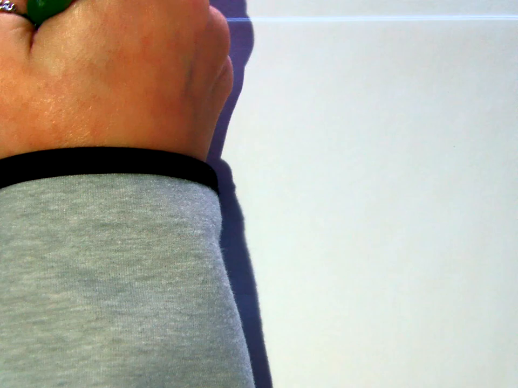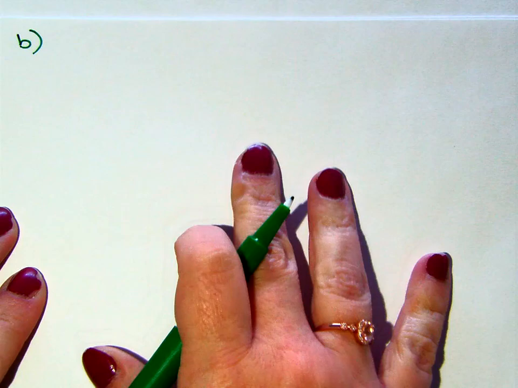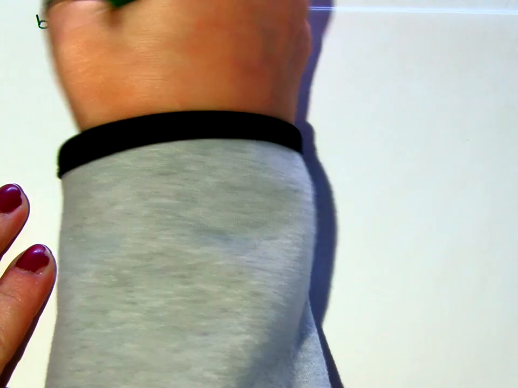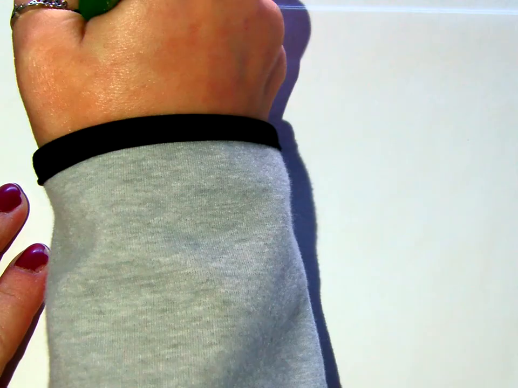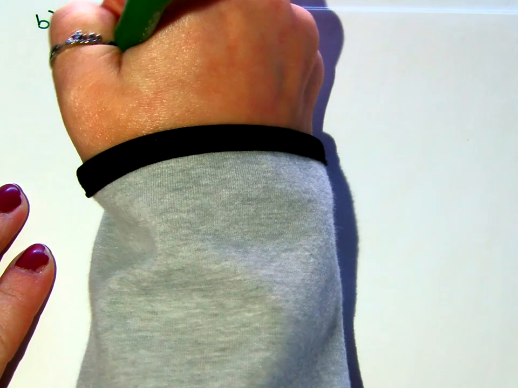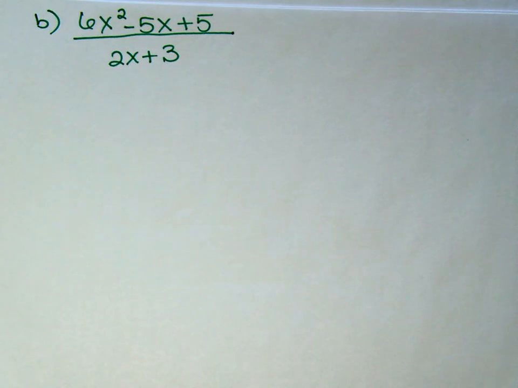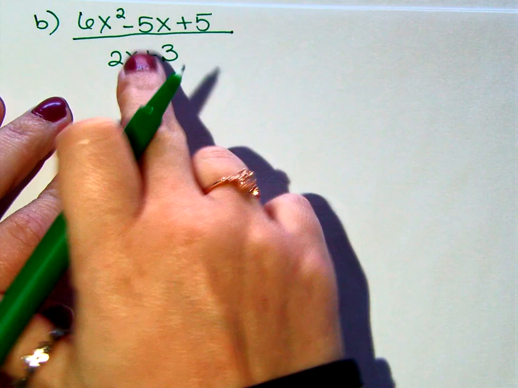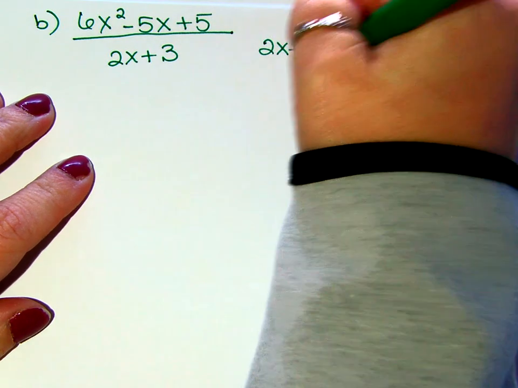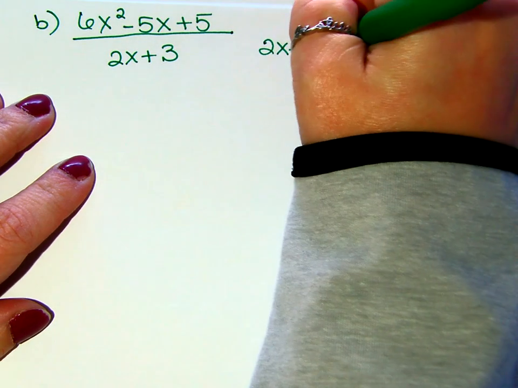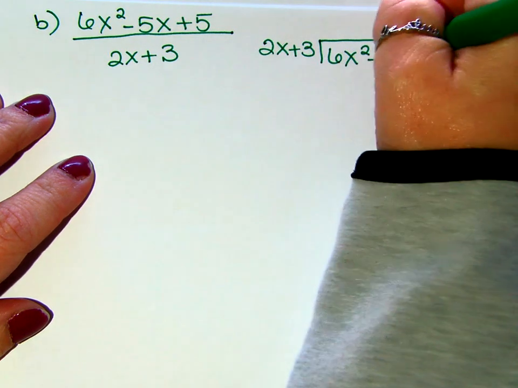All right. Example B. Let me see where this is at. Okay. For you, it will be 6x squared minus 5x plus 5 divided by 2x plus 3. And we will be using long division because this has 2 terms in the bottom. So I'm going to put the 2x plus 3 outside. And I'll put the 6x squared minus 5x plus 5 inside.